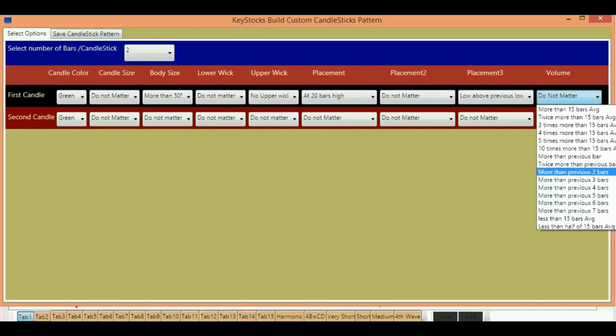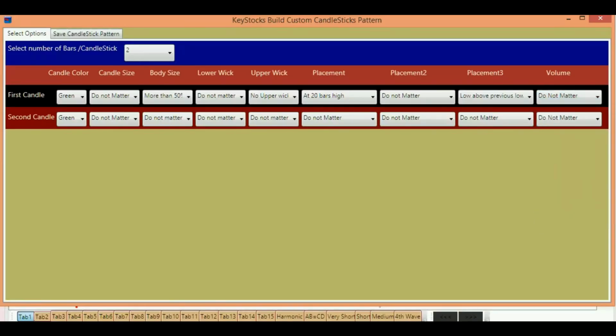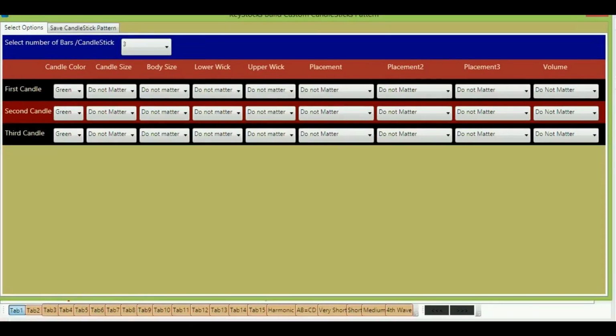Let's create a custom candlestick pattern of 3 green candles where the last 3 candles made a higher high in price, but the volume of the last 3 candles was decreasing in comparison to previous candles. First step is to select the number of bars, like 3 in this example. Now select the color of candles. Here we want all of them to be green.